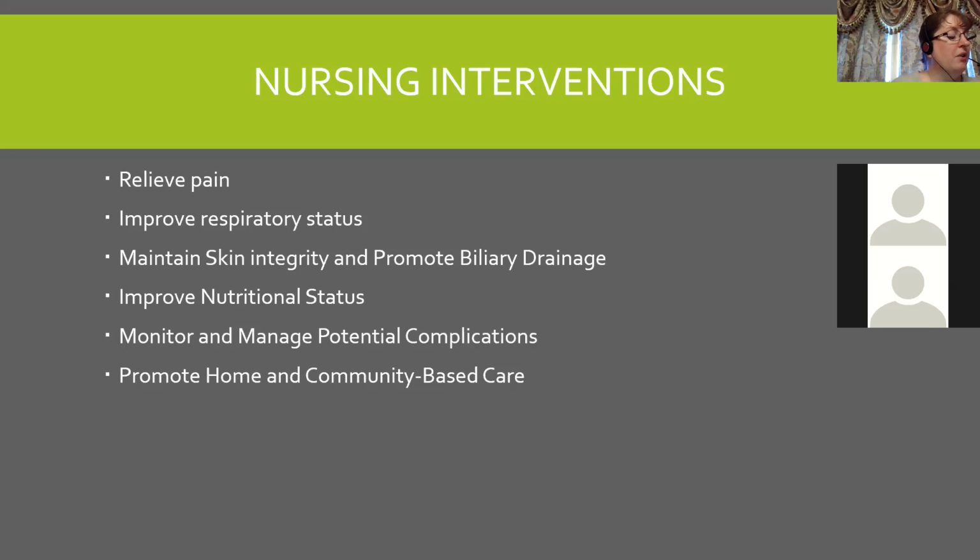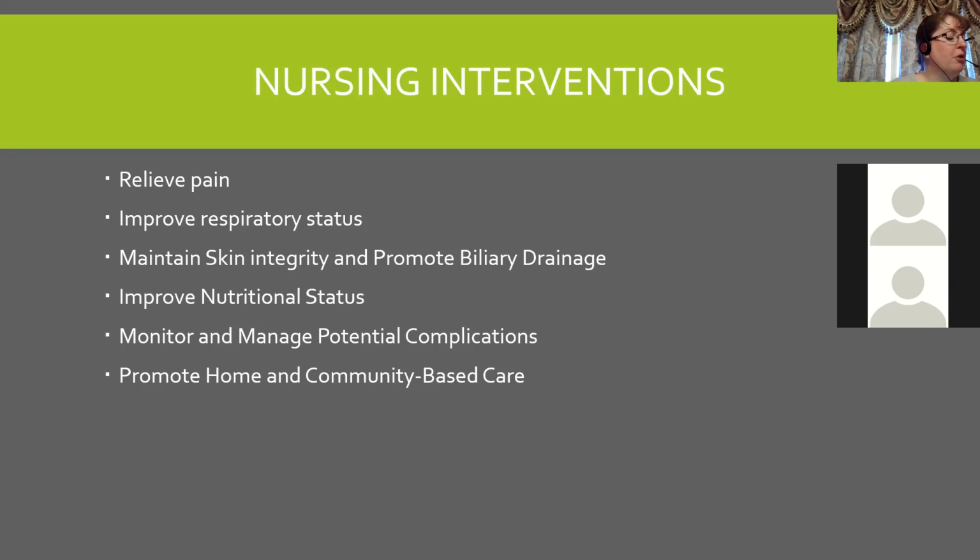With nutritional status, we want them to eat a diet that's low in fat, high in carbs. That's really important as well. So after surgery, low fat diet, high carbs. And then they're restricted from lifting for 4 to 6 weeks usually, especially if it's an open procedure. We want to monitor and manage potential complications. Again, we're going to watch for bleeding, a tender, rigid abdomen, pain, vomiting, or increased temperature, because that's going to show us that they're having a complication.